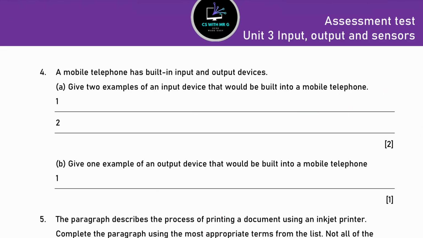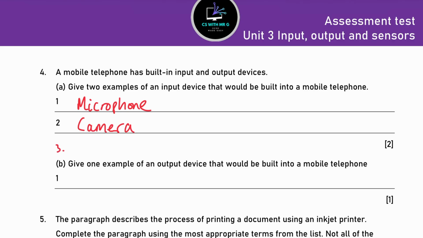Question 4, a mobile telephone has a built-in input and output device. Give 2 examples of an input device that would be built into a telephone. So the first input device that comes to mind with the phone is the microphone. Obviously, we speak on a phone, we send voice notes. So the microphone takes in our voice. And also we have the camera, which also takes in a picture. And the camera you should know as an input device.